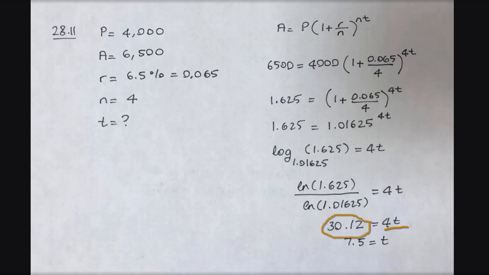So to find t, we divide both sides by 4, so we get 7.5. And again, the question asks us to round to the nearest tenth. Therefore, in the previous step, I put 2 decimal digits after the decimal point, so that when you divide both sides by 4, you get the correct rounding digits when you round to the nearest tenth. So t, the time it takes, is 7.5 years.